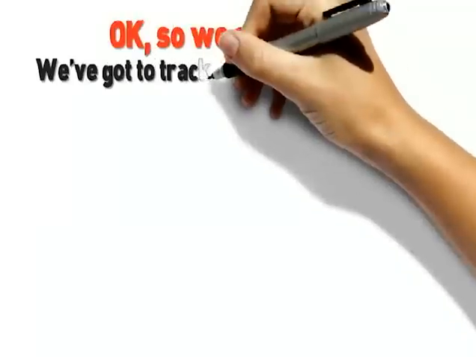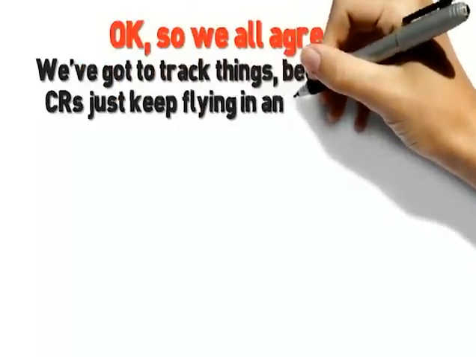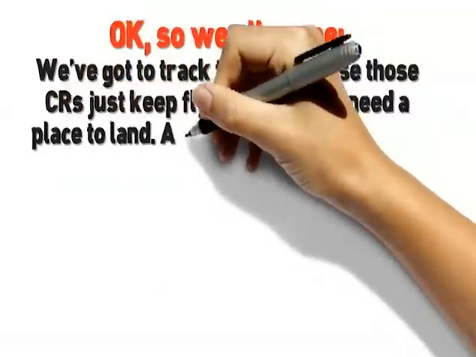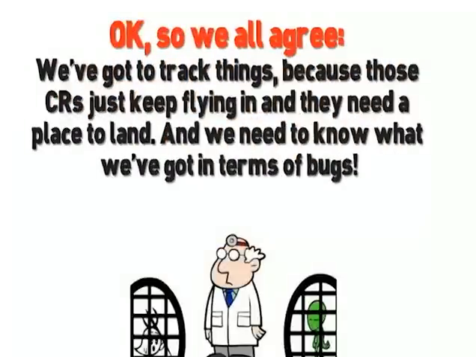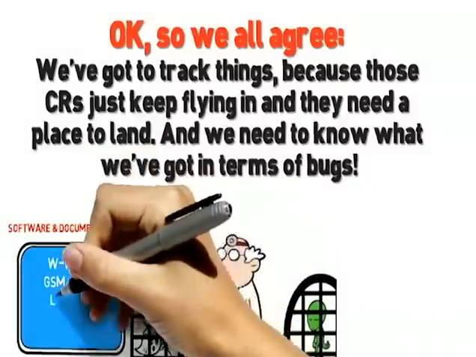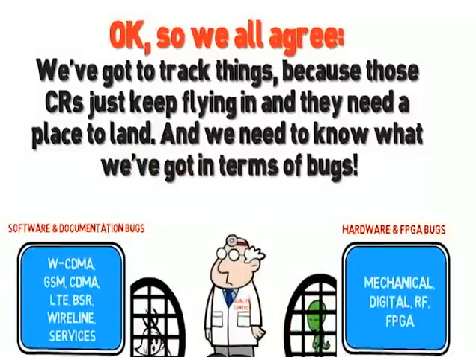Okay, so we all agree. We've got to track things because those CRs just keep flying in and they need a place to land. And we need to know what we've got in terms of bugs. We need to know what type they are. We need to study their root causes. We need to know if they originated within Alcatel-Lucent or perhaps with a third-party vendor.